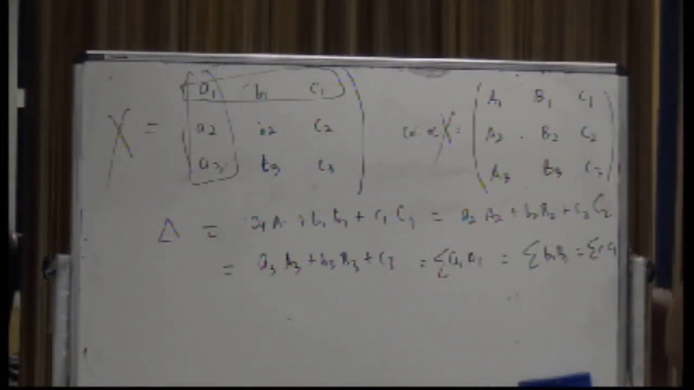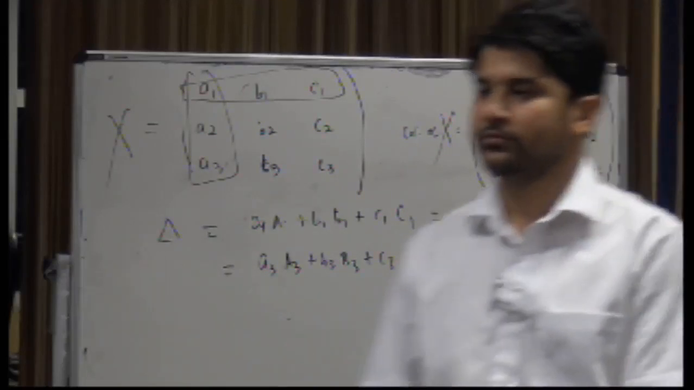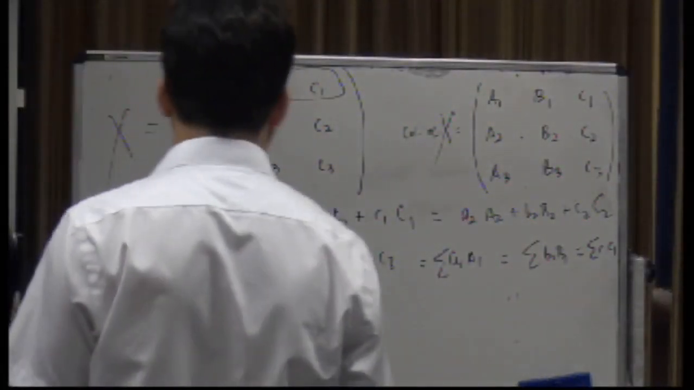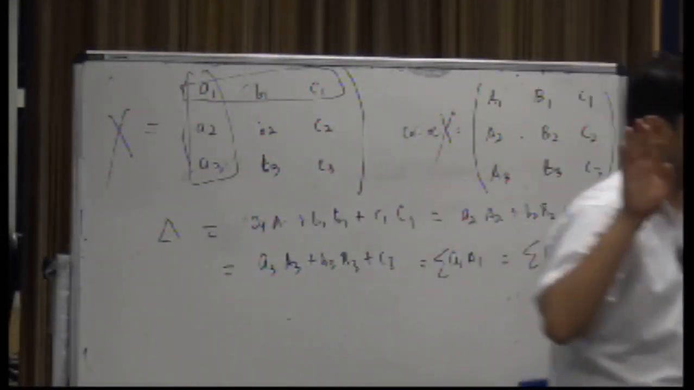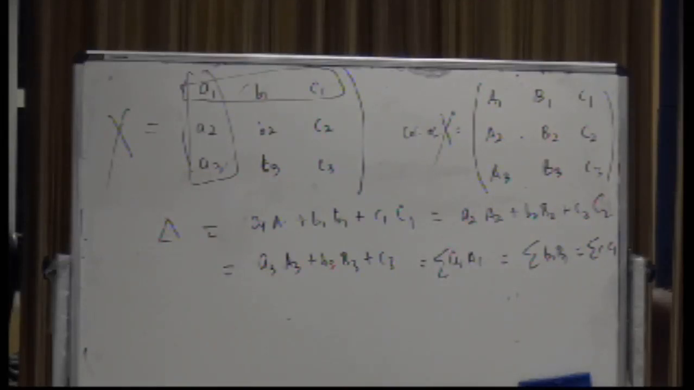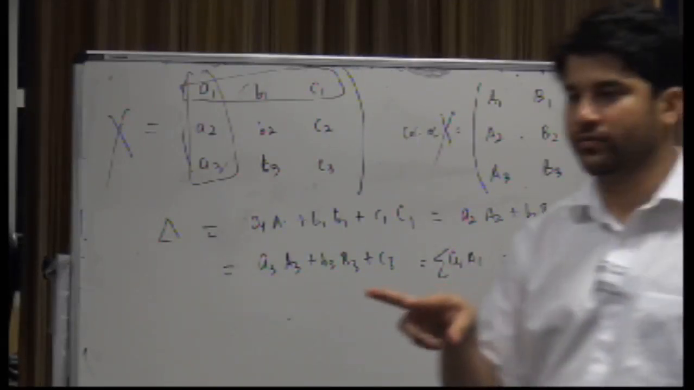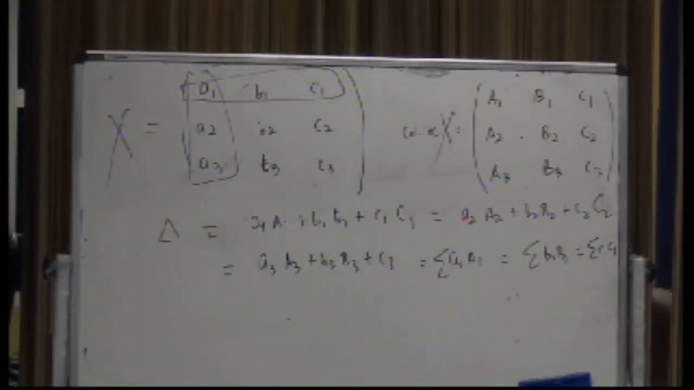Tell me what is A into adjoint of A. It's a very important result. So you got another case where matrices are commutative. The matrix and its adjoint, they are commutative. Tell me what is A into adjoint of A or adjoint of A into A.